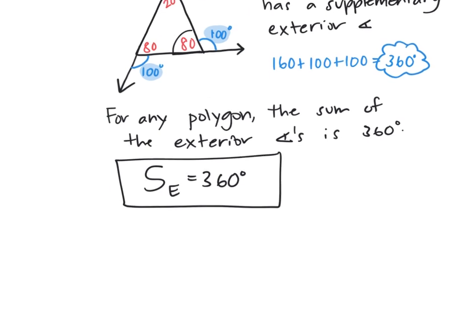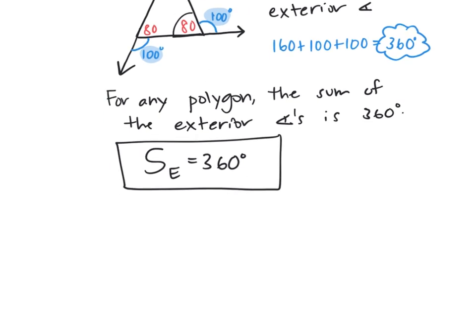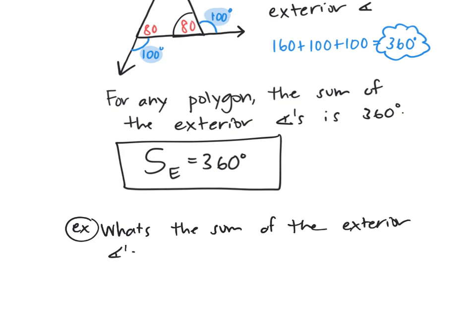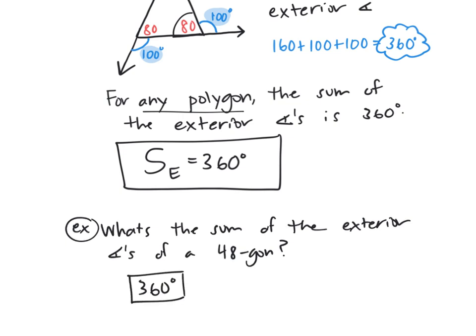Okay? So I could do a really quick example. What's the sum of the exterior angles of a 48-gon? And you really don't have to think too hard about the number of sides here, because it doesn't matter. This is for any polygon. Your answer is 360 degrees, no matter what.